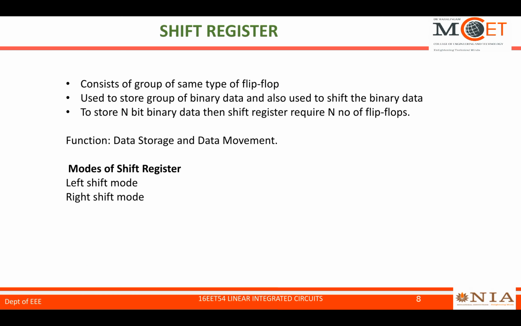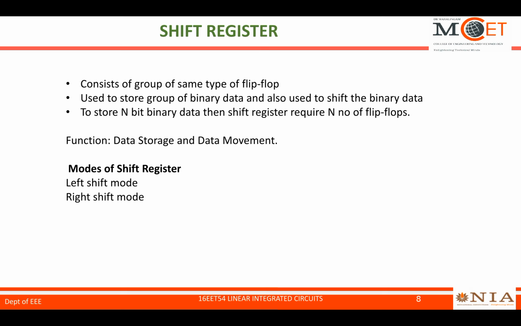Next we will see about shift registers. A shift register consists of a group of flip-flops. A register is used to store binary data, and it is made up of flip-flops, where each flip-flop stores only one bit. If we need to design a 4-bit shift register, then we need 4 flip-flops for the design. And to store n-bit binary data, we require n flip-flops. The main function of the shift register is to store the data and to move the data.